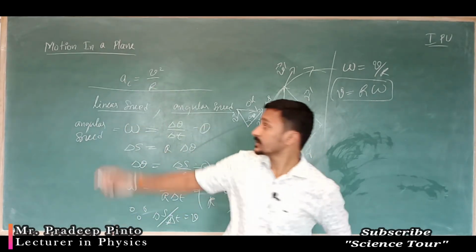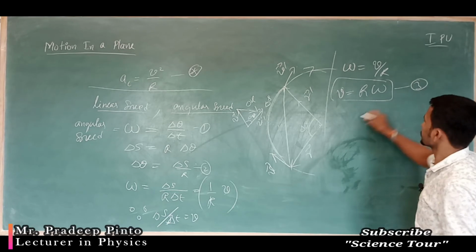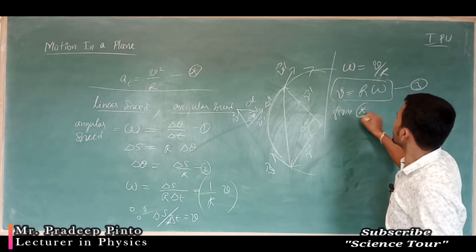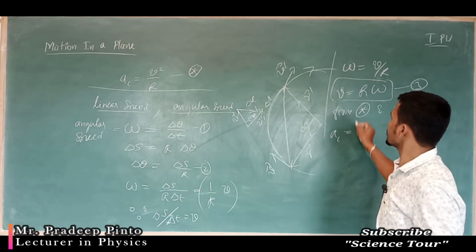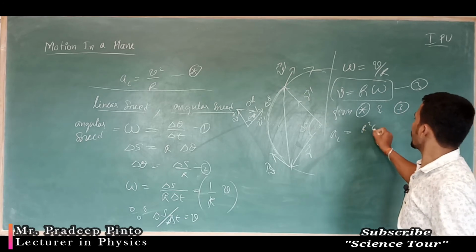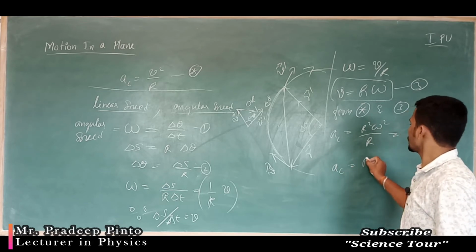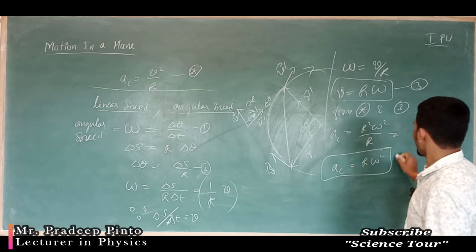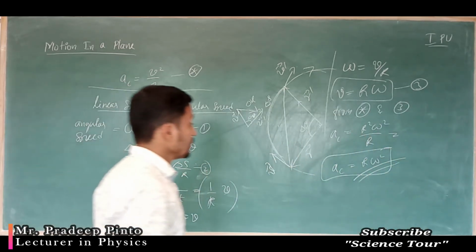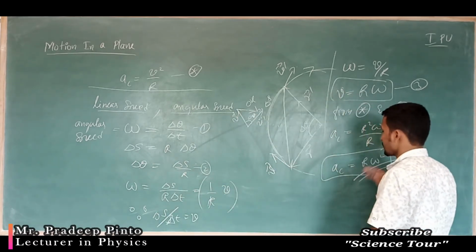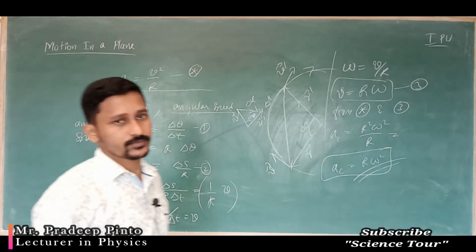Now we have this equation, I write star. These are equations 1, 2, 3. From the star equation, V is equal to R omega, so centripetal acceleration is V square, which means R square omega square divided by R, equal to AC is equal to R omega square. This is the perfect formula for centripetal acceleration. Whenever you are asked about centripetal acceleration in a competitive exam, you have to use this formula every time.